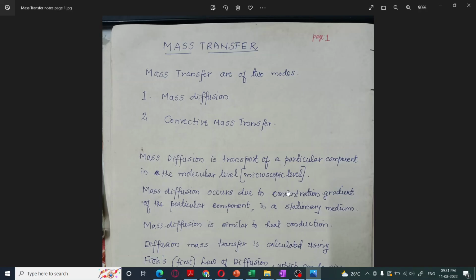What is the driving force for the transport of this mass diffusion? It is nothing but the concentration gradient of a particular component, and this happens in a stationary medium. So we will have diffusion mass transfer only when the material does not have any bulk fluid flow. In that way, we can say that mass diffusion is similar to heat conduction. Heat conduction is also known as heat diffusion.